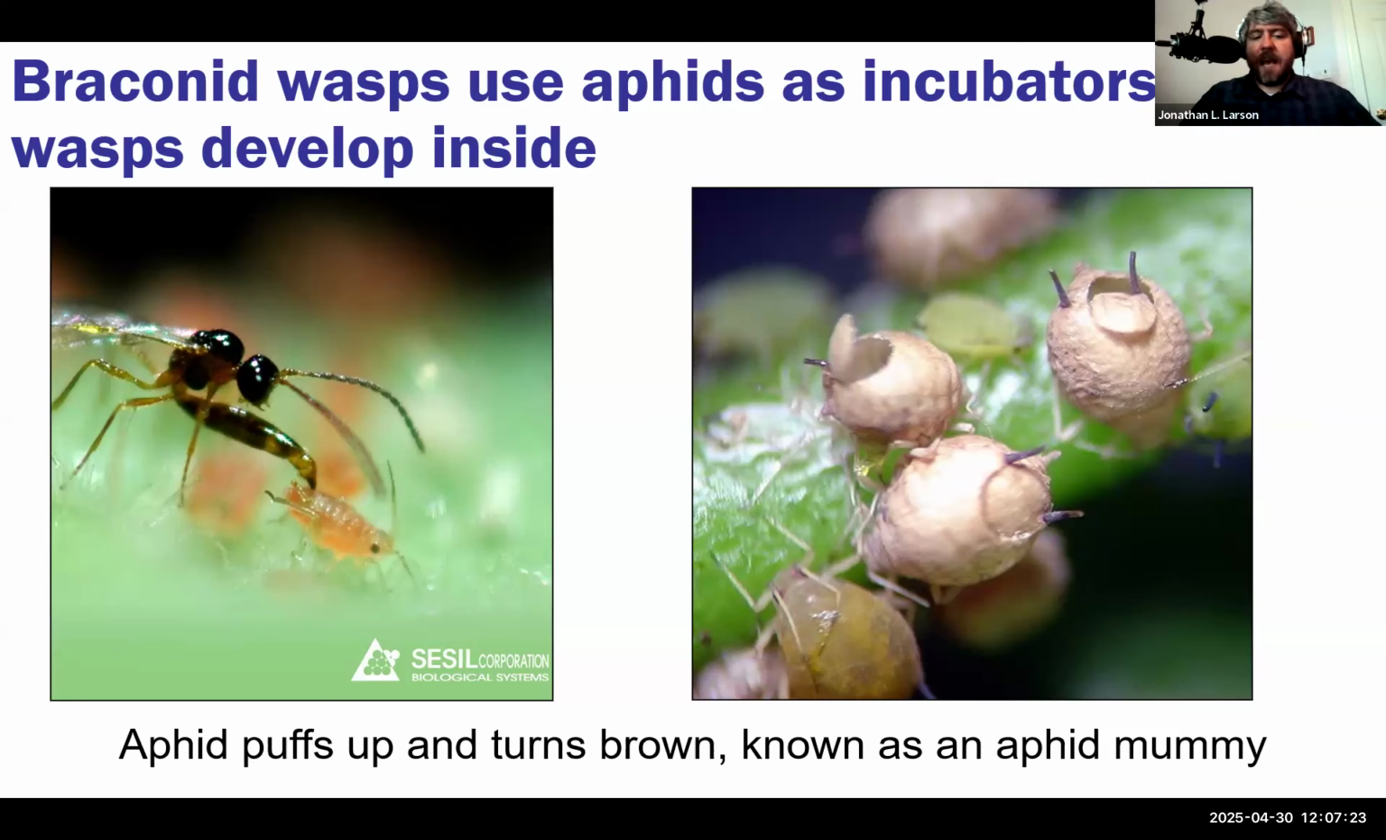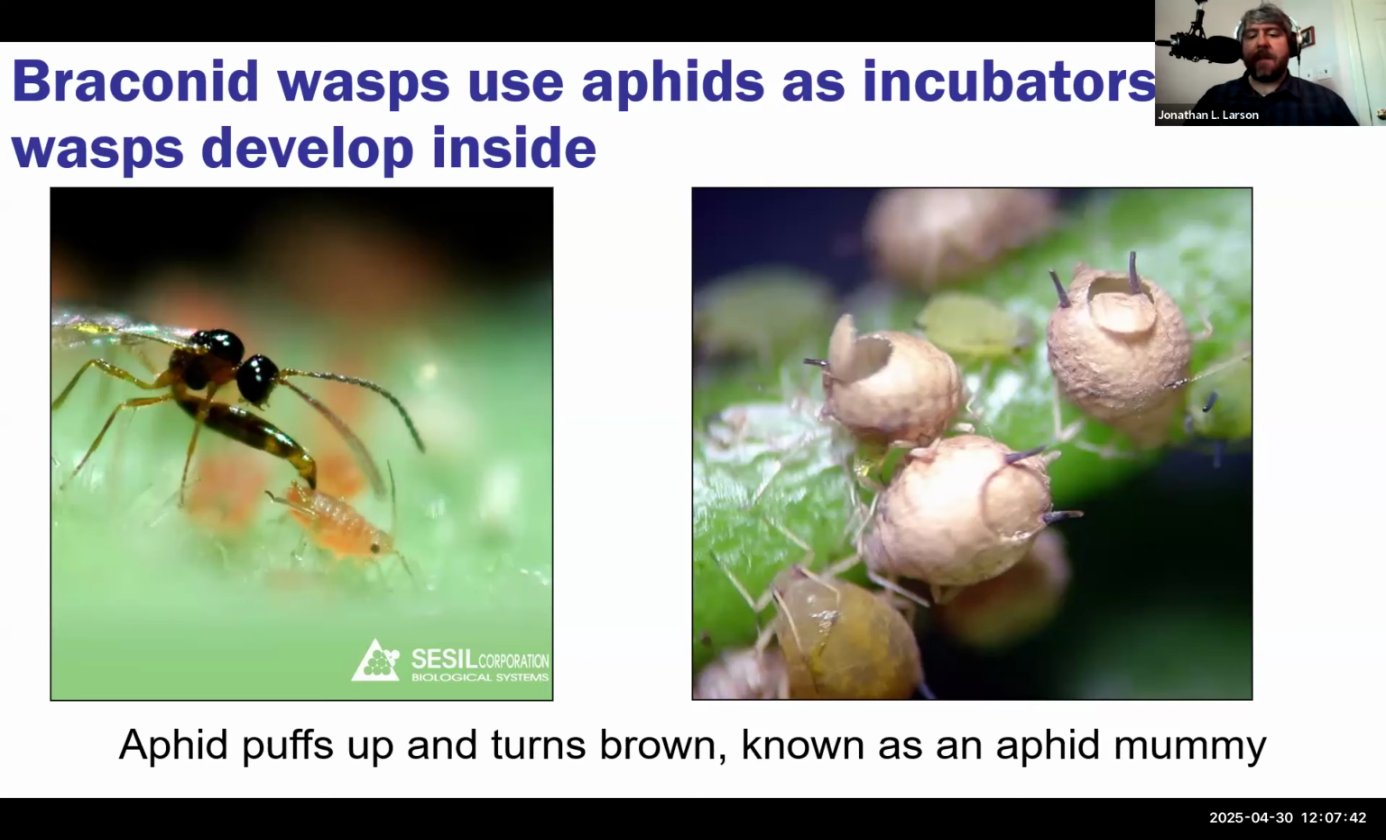So they will sting the aphid, typically towards the rear of the body. They may immobilize the aphid, but more commonly they just inject their egg into it, and then the baby wasp will develop inside. It will leave behind what's called an aphid mummy. That means these puffed up aphids that you see on the right, which have been hollowed out and killed.